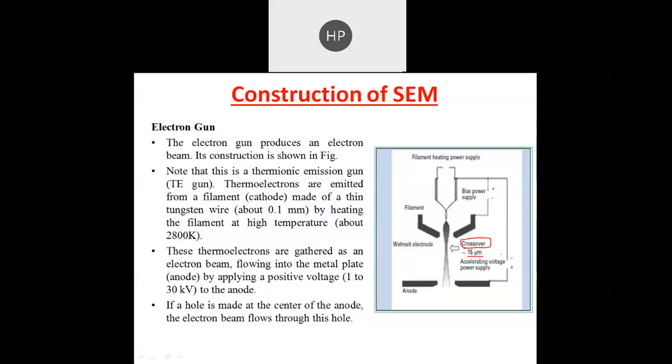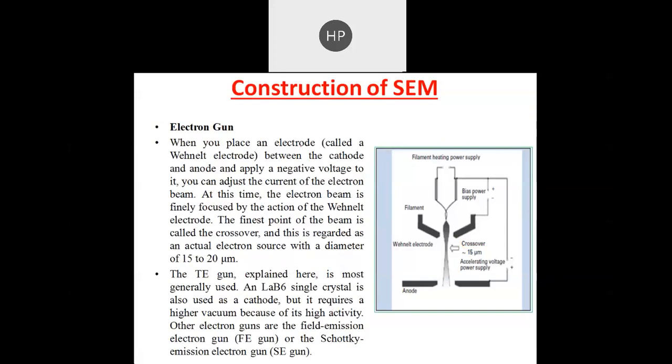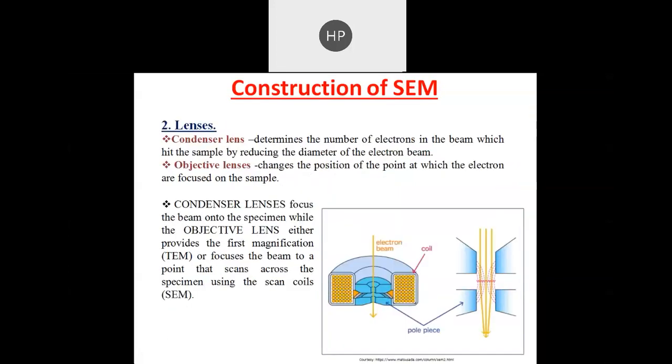Then we have started our discussion on lens, and from this point we stopped our last lecture, so we will start from this. In lenses we have two types of lens: condenser lens and objective lens.